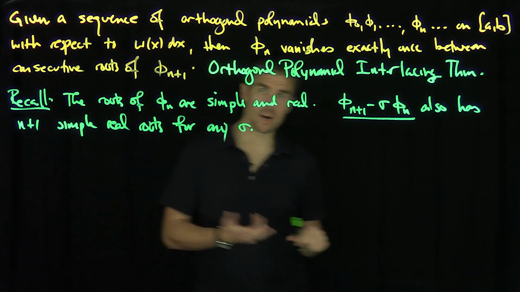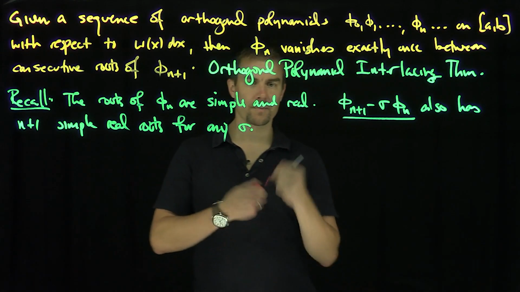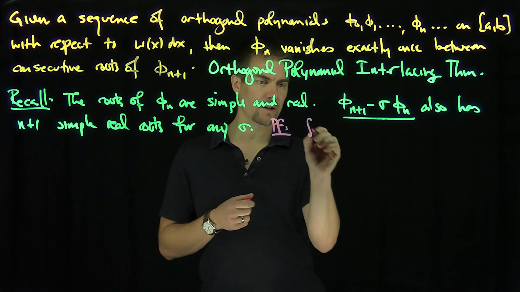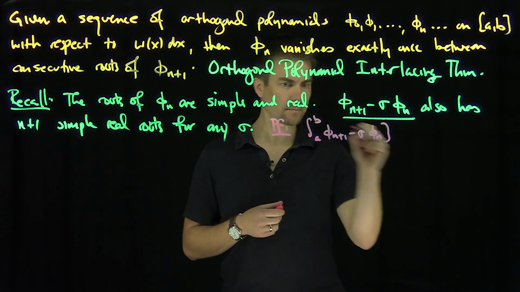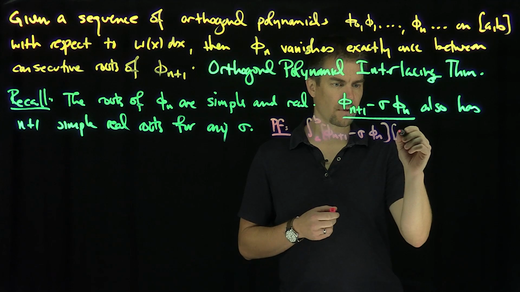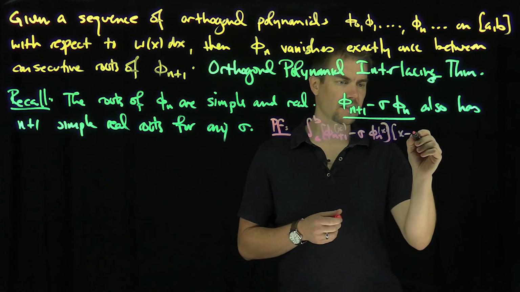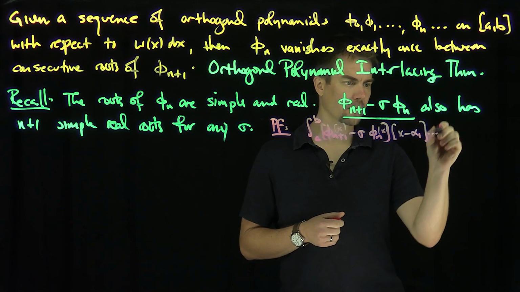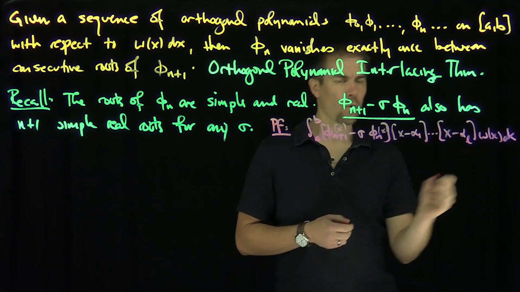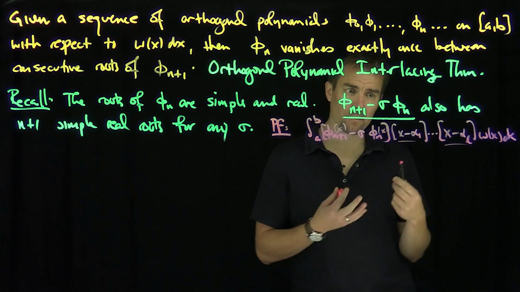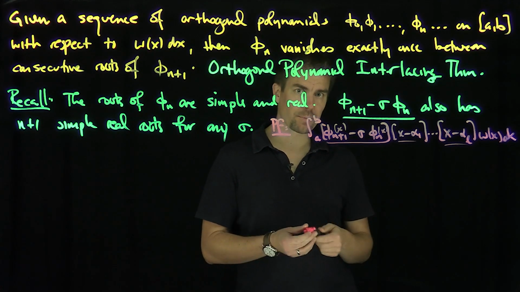We can just run the same argument, right? Let's recall how the proof of that went. The integral from a to b of phi n plus 1 minus sigma phi n, times x minus alpha 1 through x minus alpha L, w of x dx. Where these alphas were the roots of odd multiplicity, right? So if those had odd multiplicity, then this product would have even multiplicity when you multiply it out.